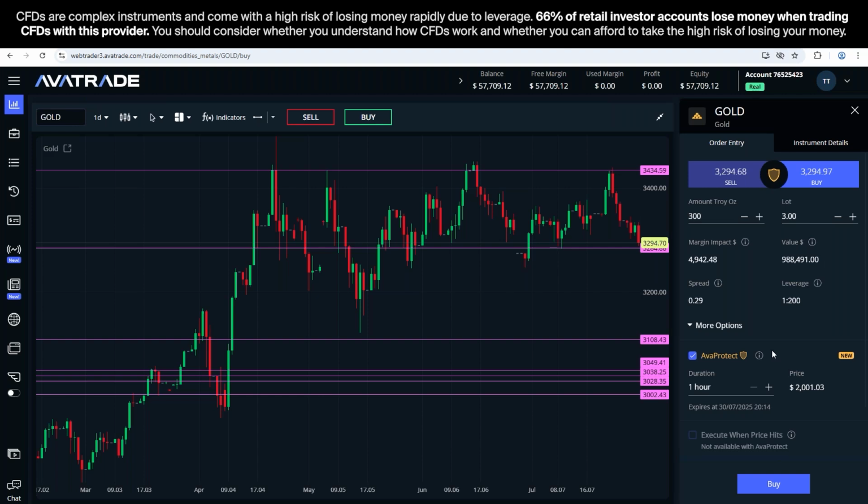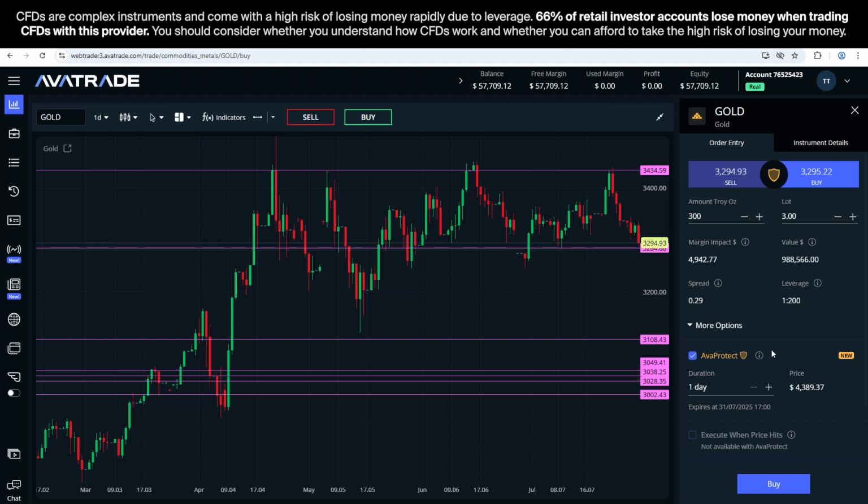I tend to like to use AvaProtect when I know that there's an expectation of large volatility. Because on the downside, if gold in this case was to go $100 further the wrong direction, I only lose, during the protected time period, what the cost of the protection was. But the potential profit with that type of volatility is much, much larger, okay, compared to a day where there's less volatility.